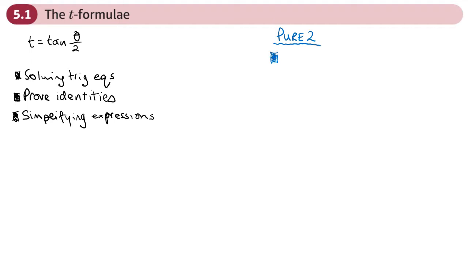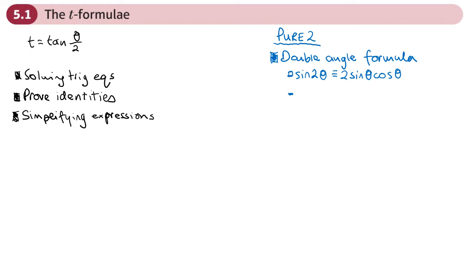So the first one is the double angle formula, and there's a double angle formula for sine, cos and tan. So let's start with the one for sine. Sine 2 theta equals 2 sine theta cos theta. I'm not going to go through these in this video. You can watch the other video that I have on Pure 2. Look for the link for it in the description and you can watch it there.